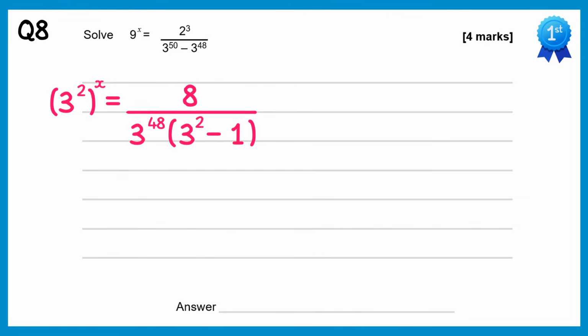Now if we focus on what's inside that bracket, and simplify that bit, we've got 3 squared, which is 9, take away 1, which is 8. So this 8 will actually cancel out with the 8 on the top, so we just get 1 over 3 to the power 48. We could rewrite this as 3 to the power negative 48, and now we can equate those indices, so 2x equals negative 48, in which case x equals negative 24.